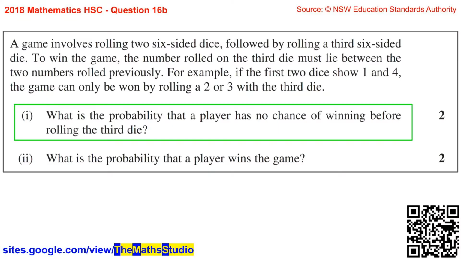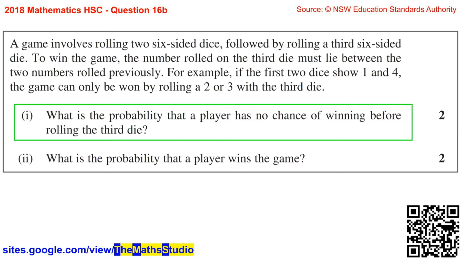Question 16b. A game involves rolling two six-sided dice, followed by rolling a third six-sided die. To win the game, the number rolled on the third die must lie between the two numbers rolled previously. For example, if the first two dice show 1 and 4, the game can only be won by rolling a 2 or 3 with the third die.